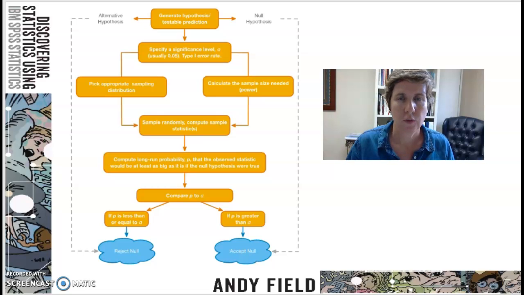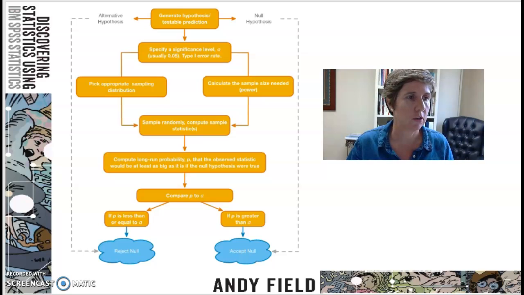Okay, so this is just a very basic flow chart of testing null and research hypotheses. One of the comments I just want to make here is your null hypothesis is basically, Andy talks about it being a baseline. It is what is accepted until your data illustrate otherwise.